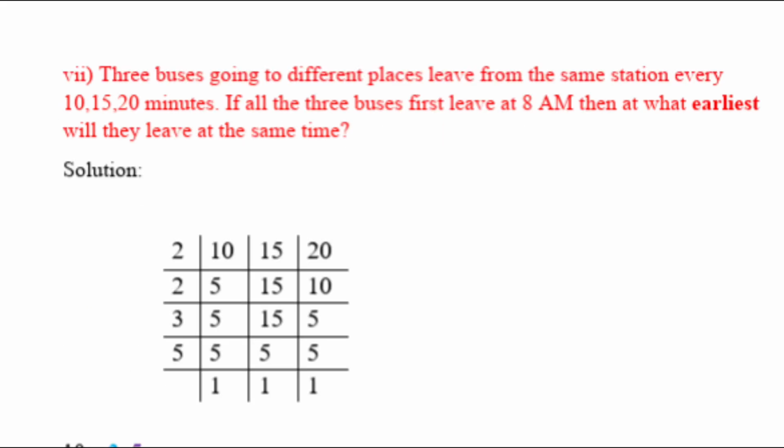3 buses going to different places leave from the same station every 10, 15 and 20 minutes. If all the 3 buses first leave at 8 am, then at what earliest time will they leave at the same time? So from the word earliest we will consider here the minimum time period when again they will leave the same station. So for earliest or the minimum time period we will calculate here the LCM. LCM for 10, 15 and 20 minutes respectively.